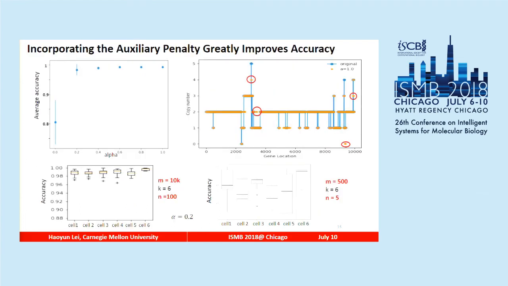initialization. And this result comes from the decomposition with auxiliary penalty. On the top, we can see that when we increase the regularization parameter to 0.2, the average accuracy almost reaches 1. And in that one instance, we can find that only a very few genes have copy numbers that are not right.